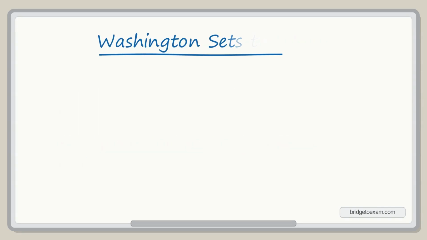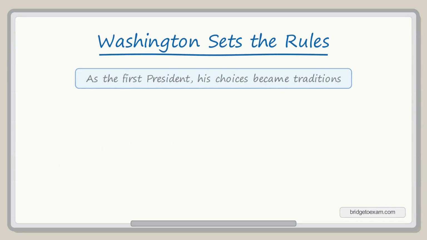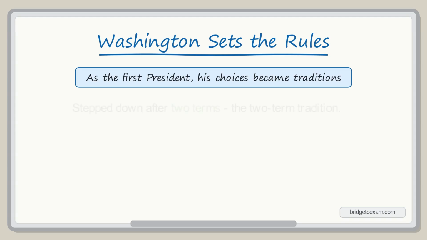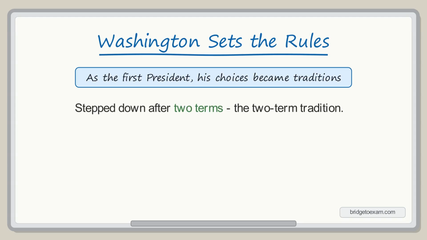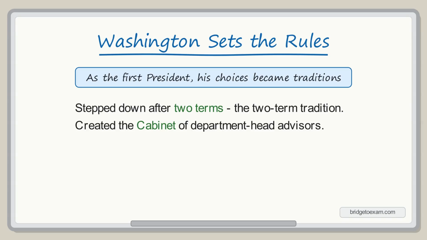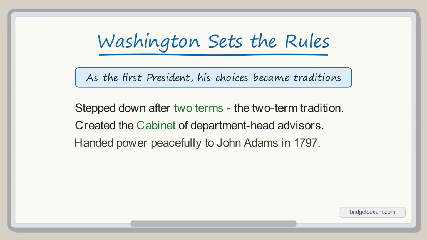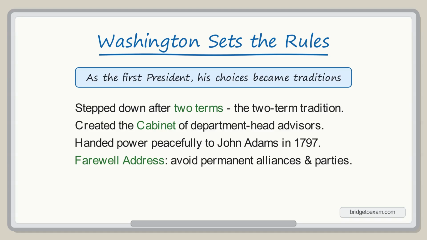George Washington was unanimously elected the first president, and because he was first, almost everything he did became a precedent. He voluntarily stepped down after 2 terms, starting the 2-term tradition that lasted until the 22nd Amendment. He created the cabinet, relying on department heads like Jefferson and Hamilton as advisors, and he handed power peacefully to John Adams, proving presidents leave office without a fight. And in his farewell address, he warned against permanent foreign alliances and against political parties, advice the country promptly ignored.